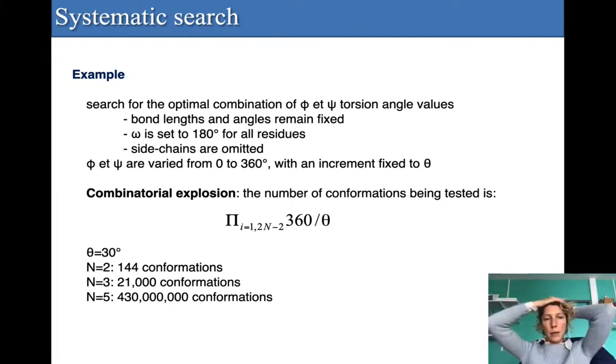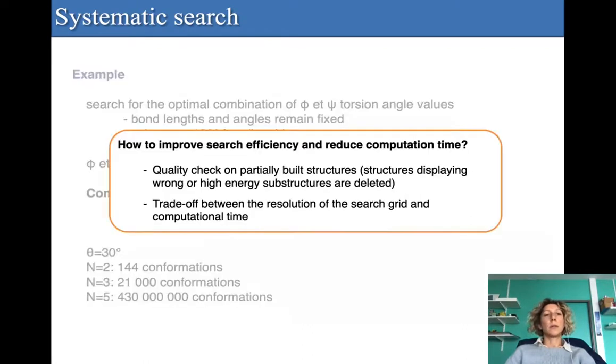So if we take a delta, the angle, an increment of 30 degrees, with n equal 2, we end up with 144 conformations. So that's a lot. N is the number of residues. With 3, 21,000, and with 5 already 430 millions. So we can't afford doing systematic search.